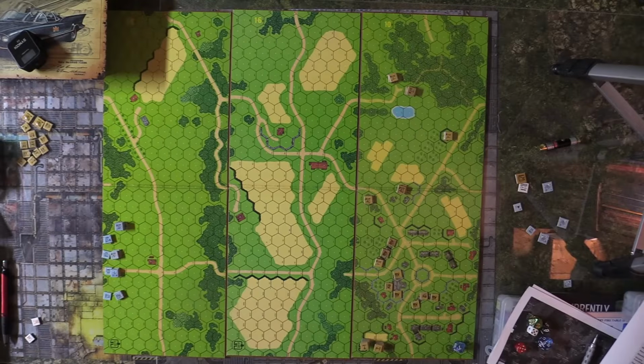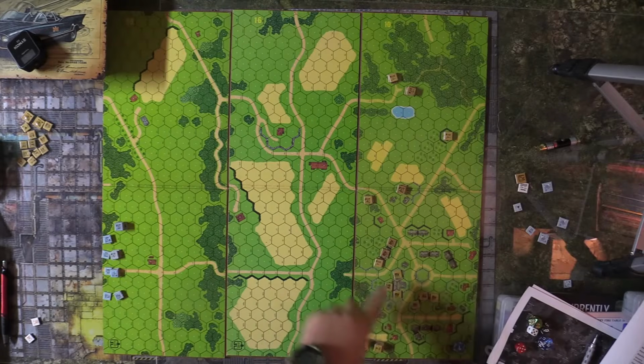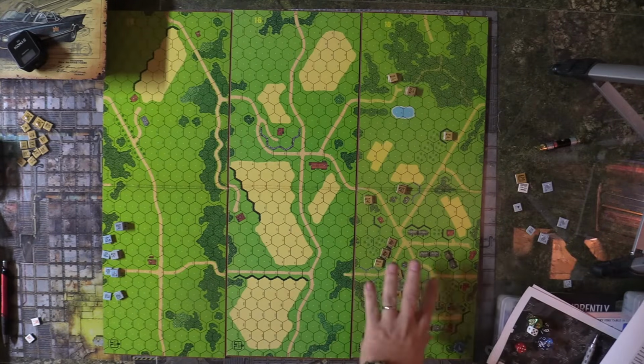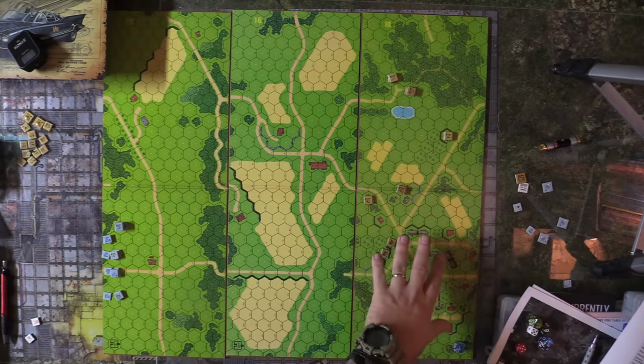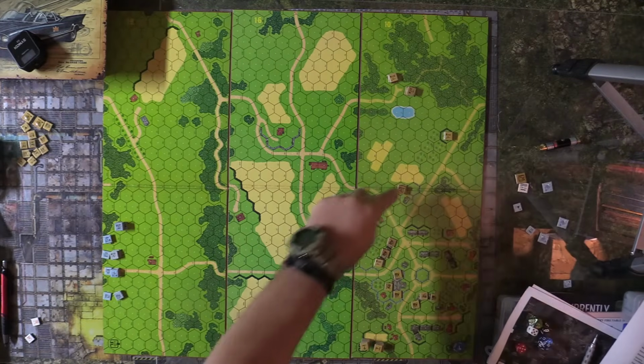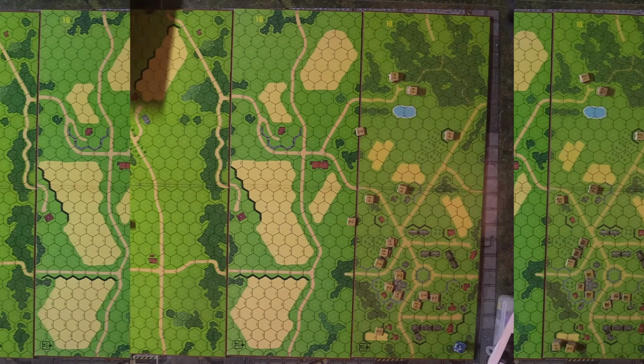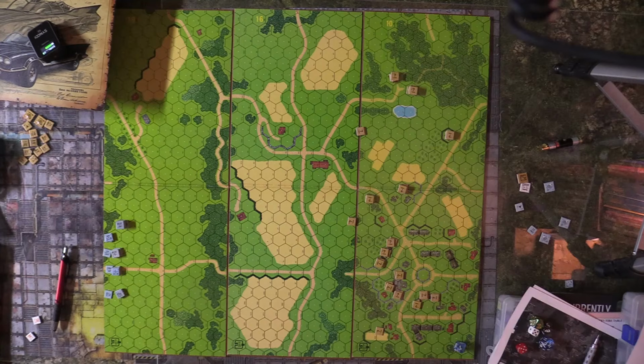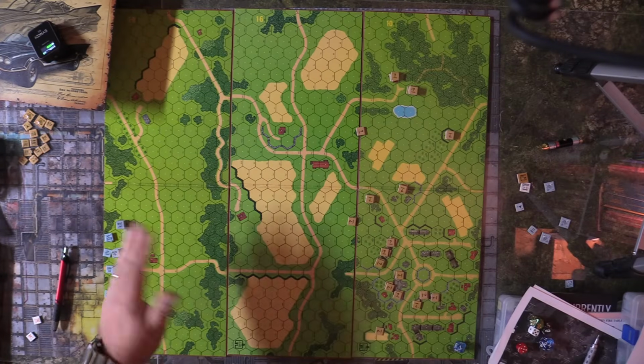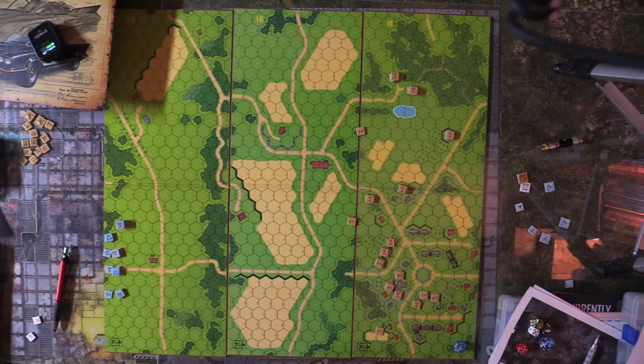Okay, so here's the Russian setup. Before I put on the hidden markers, we can see that mostly one company's billeted here in the main village. The other company is billeted in the surrounding buildings. Okay, so there's our setup. I've got the hidden counters on there. So the Germans don't really know what they're marching into. They're saying, we know there's Russians ahead. They could be anywhere, basically.